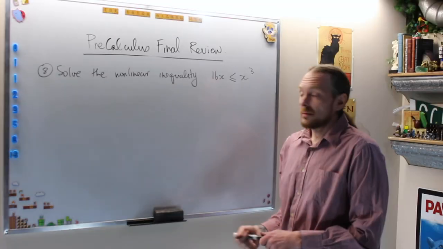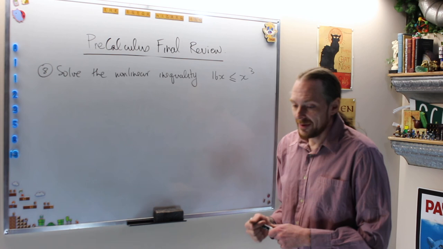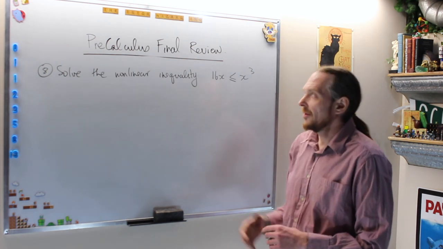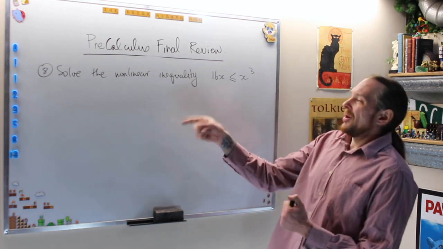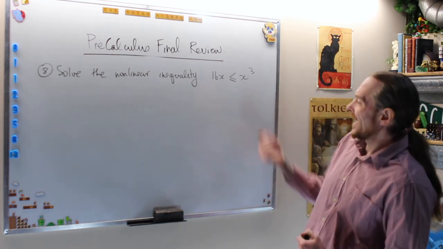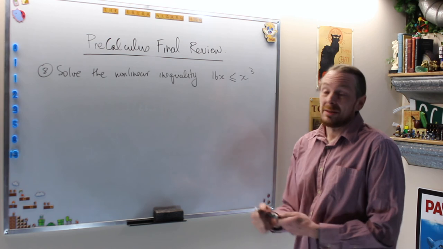Let's do one more. So for number 8, for the last question in this first video of Precalculus final exam review questions, what we're going to do is solve a nonlinear inequality. 16x is less than or equal to x cubed. So when does this happen?